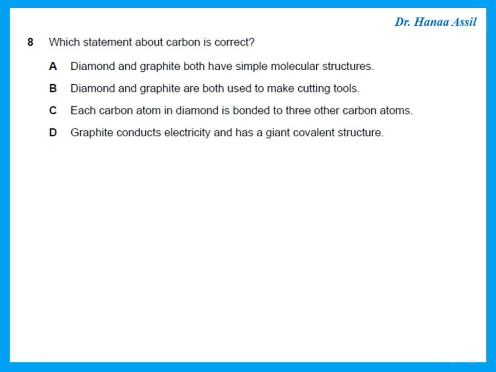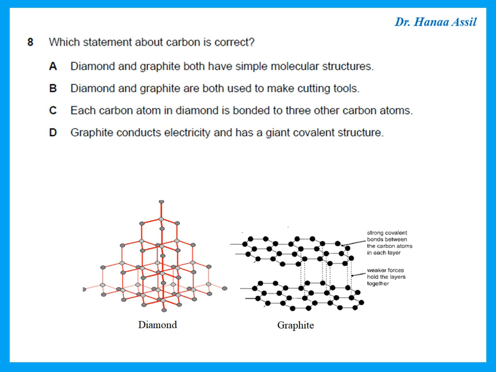Which statement about carbon is correct? Okay, let's take a look. He's saying diamond and graphite both have simple molecular structures. Is that correct? Diamond and graphite, you should know, have giant macromolecular structures. Now, he's saying diamond and graphite are both used to make cutting tools? No, only diamond.